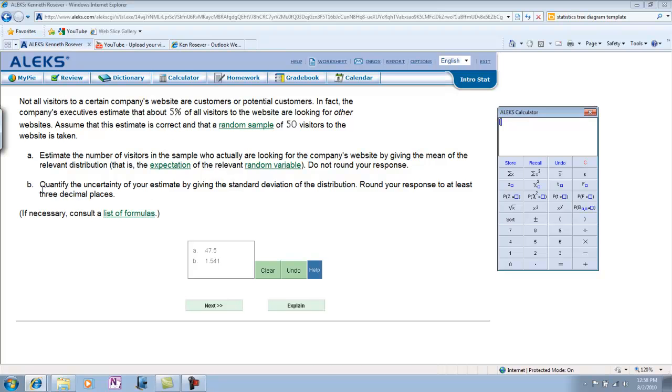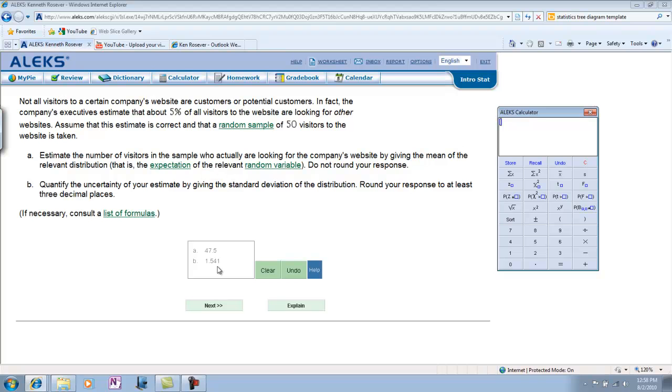Okay, and then quantify the uncertainty of your estimate by giving the standard deviation of the distribution. And we're going to round that to 3 decimal places. This one we got 47.5. Now truly we can't have 47.5 visitors, but because it says do not round your response, I didn't round it. This one, standard deviation, we're going to round it. And you can see I already did.